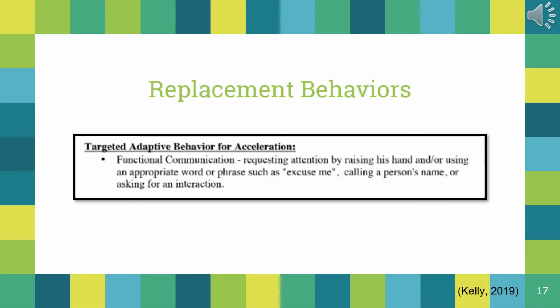The targeted adaptive behavior for acceleration, or the replacement behavior, is functional communication. This is defined as requesting attention by raising his hand and/or using an appropriate word or phrase, such as excuse me, calling a person's name, or asking for an interaction. Again, with differential reinforcement of an alternative response, this means that reinforcement will no longer be provided for the inappropriate responses, which were elopement and aggression, but will now be provided for the appropriate response, which is functional communication. This response should be included in this client's skill acquisition plan to be targeted.